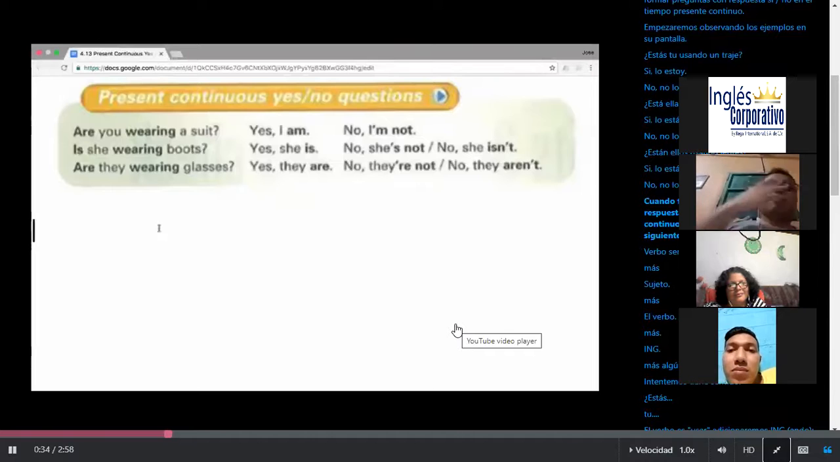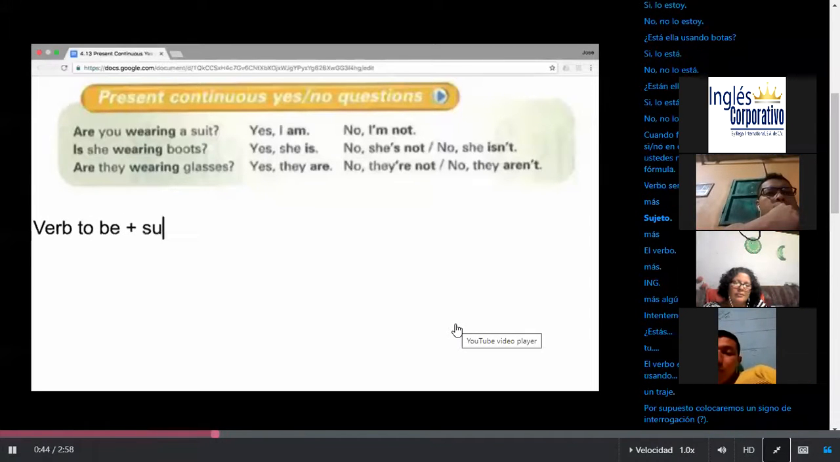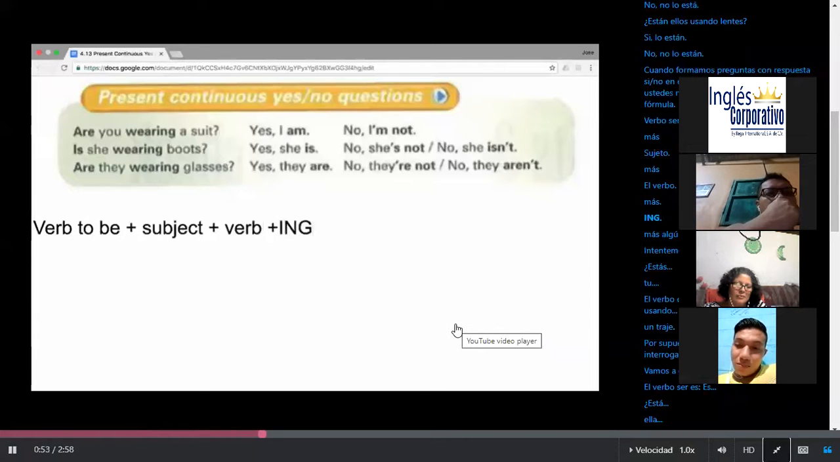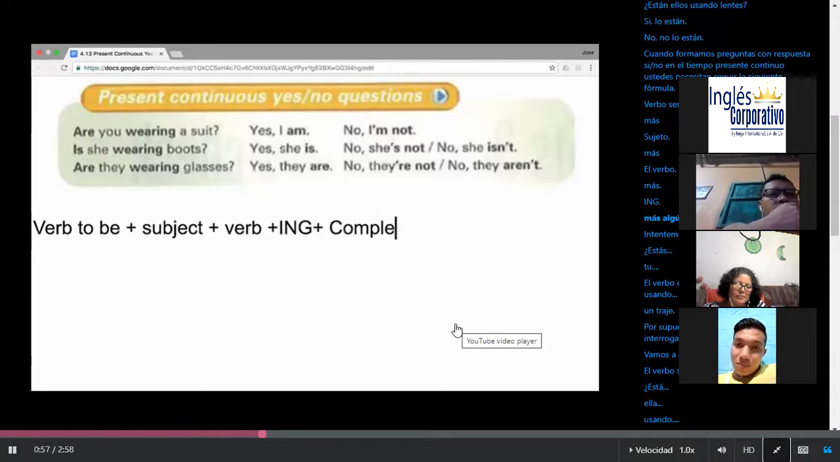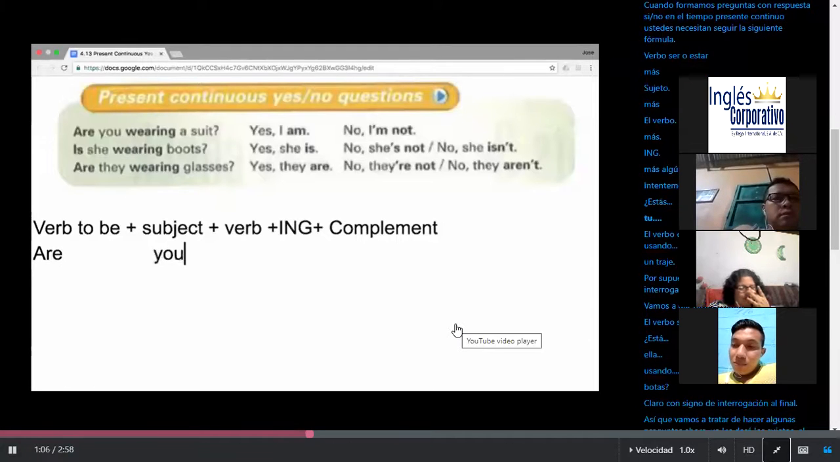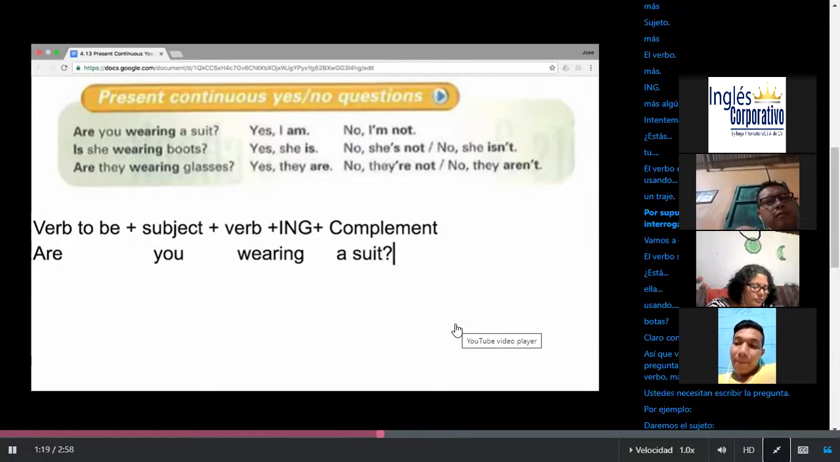Yes, they are. No, they're not. When forming yes or no questions in the present continuous tense, you need to follow this formula: verb to be plus the subject plus the verb plus ing plus some kind of complement. So let's try to make sense of this. Are you wearing a suit? The verb is wear, and we add ing to that, that will be wearing. And of course, we put a question mark there.